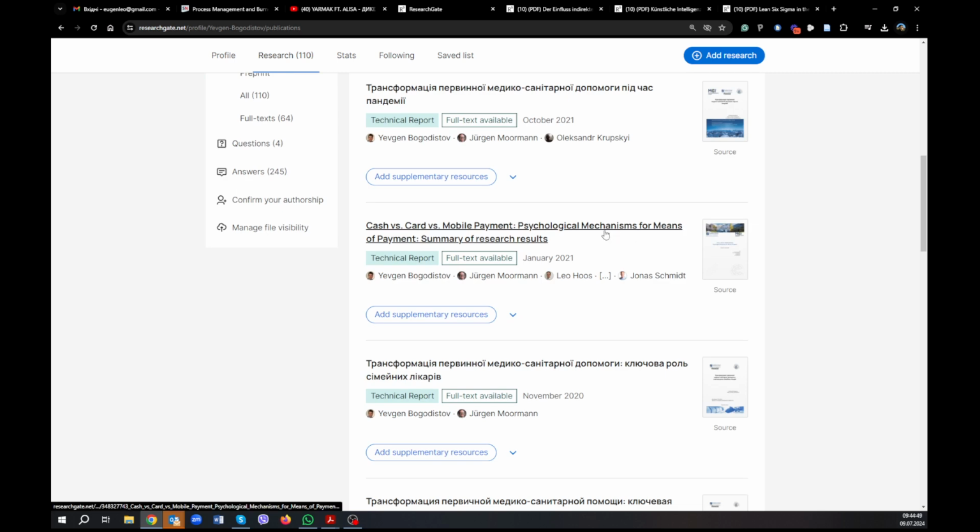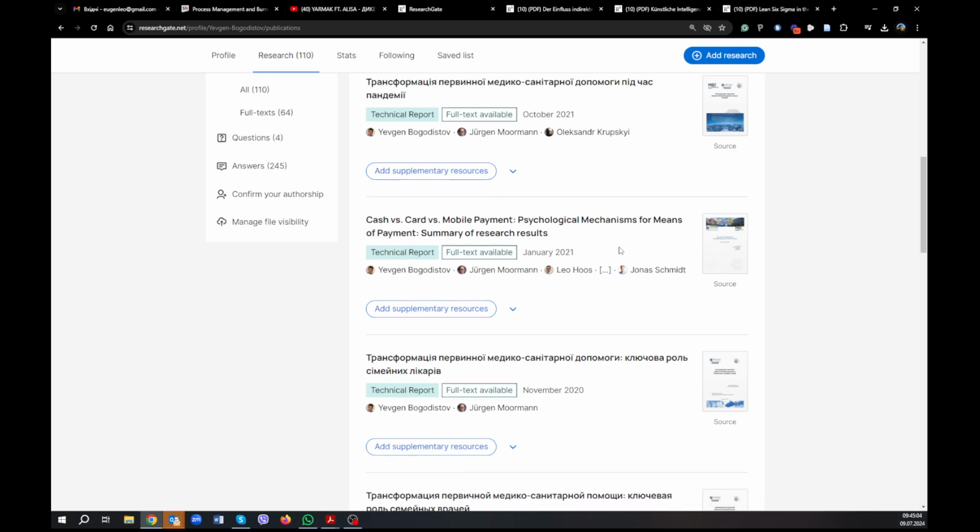This one, cash versus card versus mobile payment, is interesting, but we did it for the Bundesbank and Österreichische Nationalbank, so the national banks of both countries. They are a bit more theoretic because these banks usually are equipped with researchers who would like to know the quality of the study, and then you have to go deeper into details.